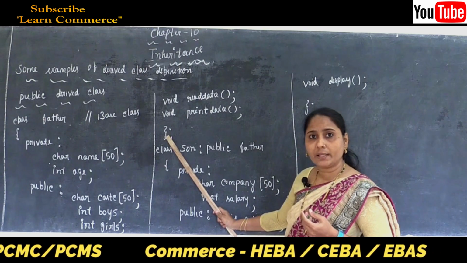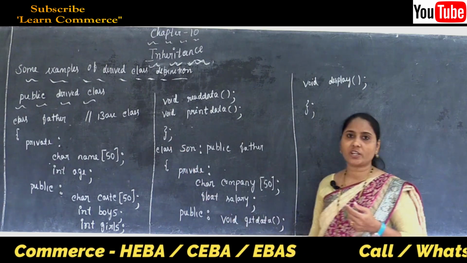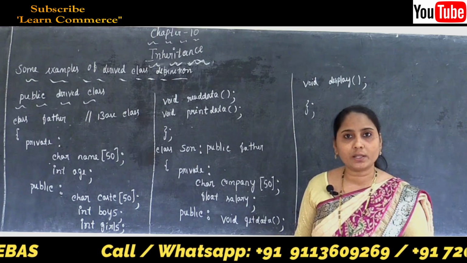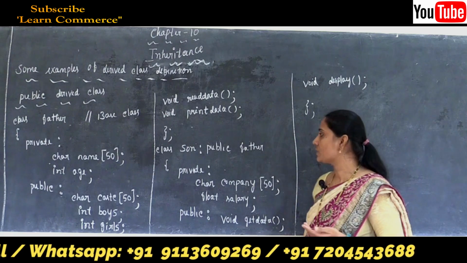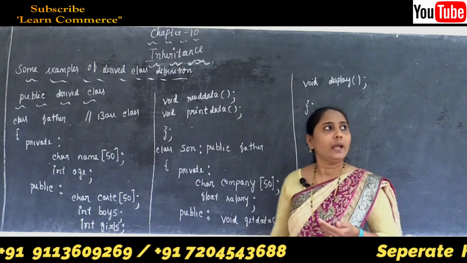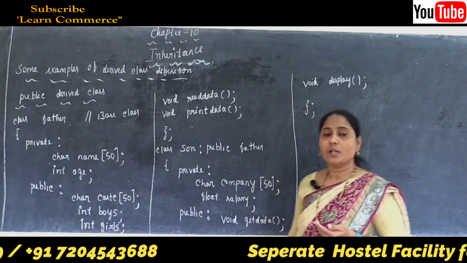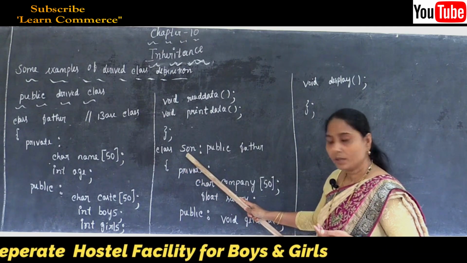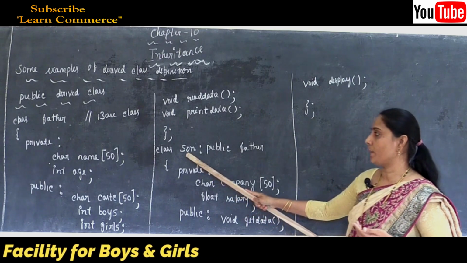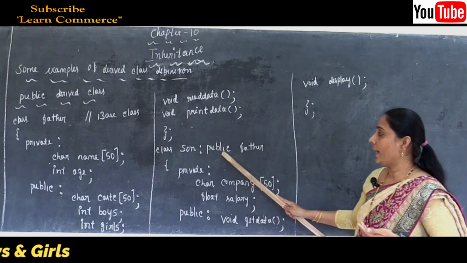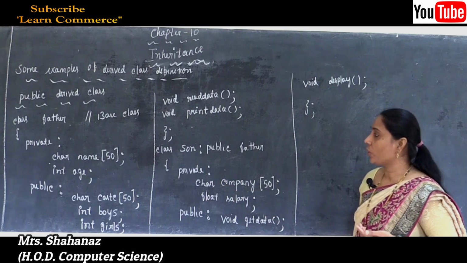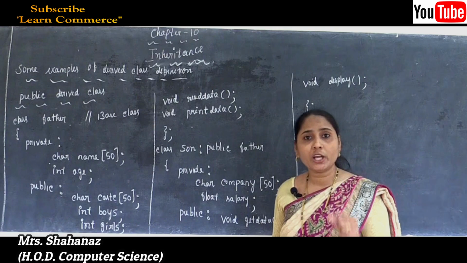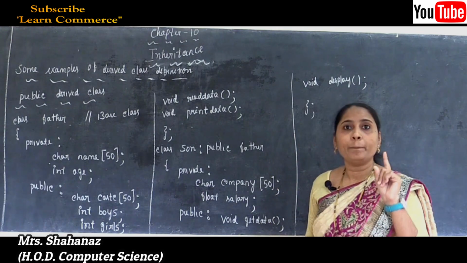And after completing the base class, I want to construct one new class. Why? Because we know the base class name is father. Now I want to construct one new class by using the syntax of defining a derived class. So the syntax: class, derived class name son. I want to use the derived class name as son, colon, and this new class I want to construct by using the features of the base class's public side.